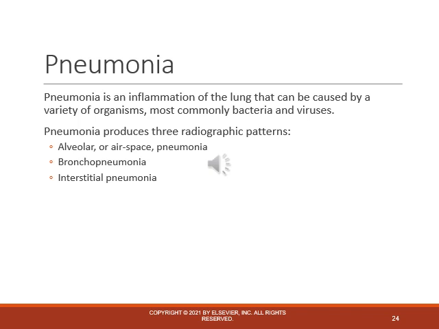Now, the bronchial system hasn't changed. It's just the surrounding lung parenchyma that has changed and makes that bronchial system stand out and look more black or radiolucent. Another type of pneumonia is bronchopneumonia.